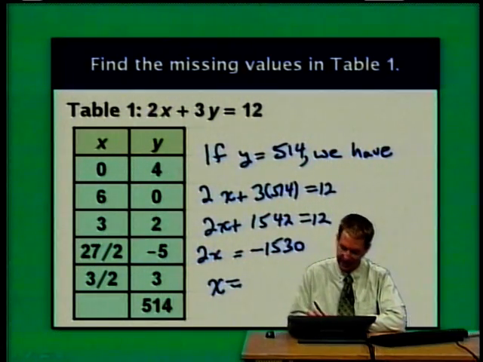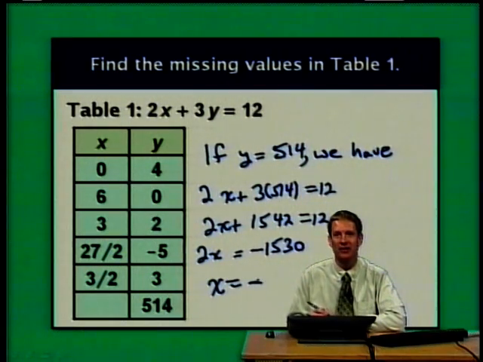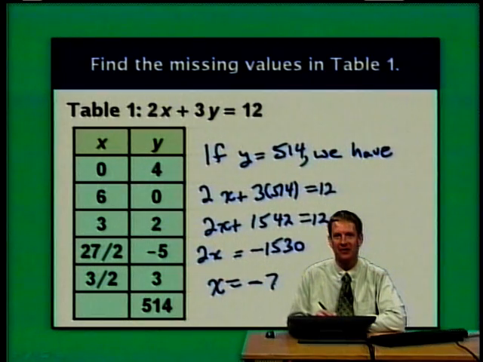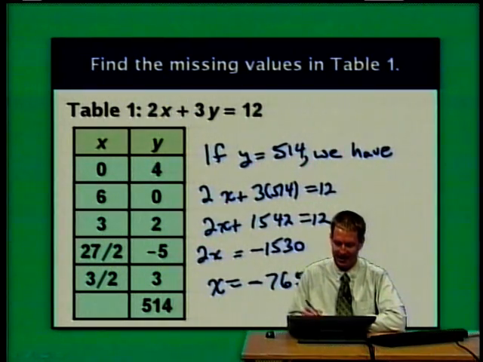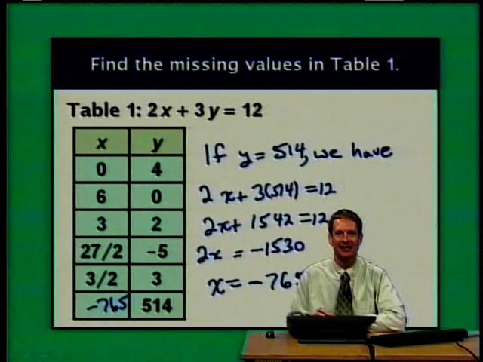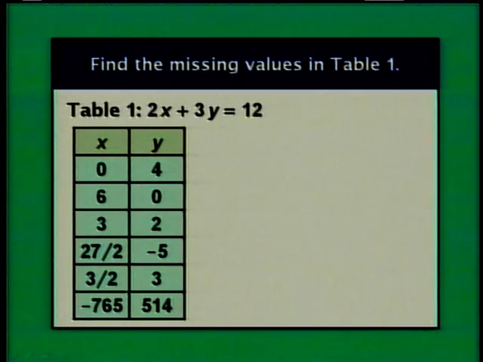On the right, we're left with a negative number. Let's see, 2 goes into 15 7 times with 1 left over. So 2 goes into 13 6 times with 1 left over. And 2 goes into 10 5 times. So I think we get negative 765. Yes, we do get negative 765.